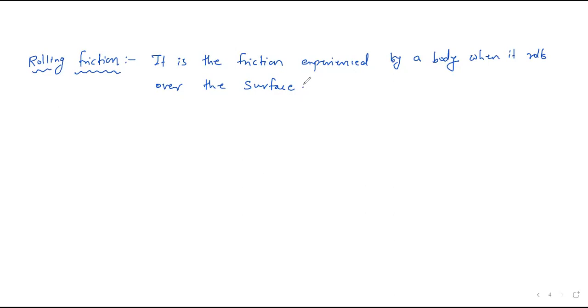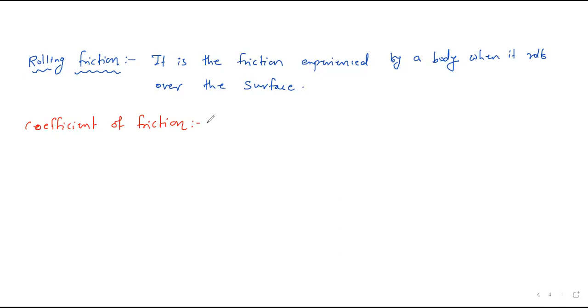Okay, when one body rolls on the surface, then what is the friction generated over there? That is called as the rolling friction. Okay, now further we will see the next definition, coefficient of friction. Okay, so the coefficient of friction I have already told you. It is denoted by letter mu. Sir, is it possible, sir?